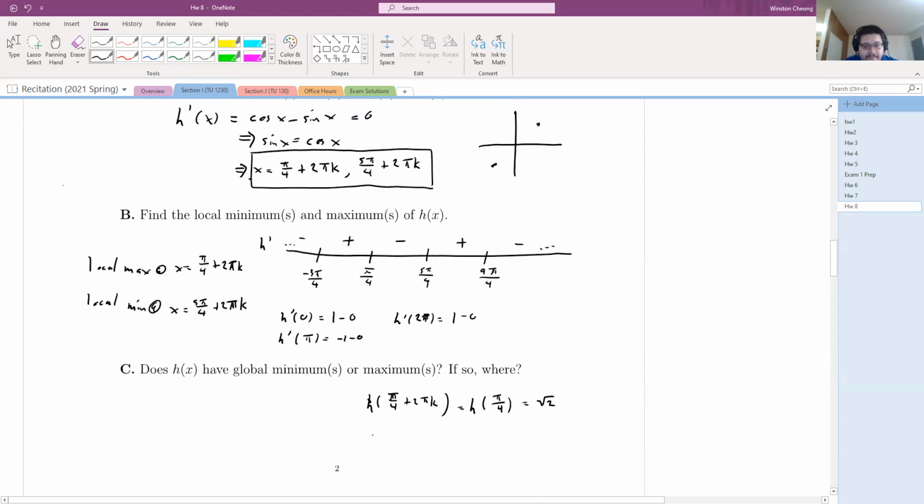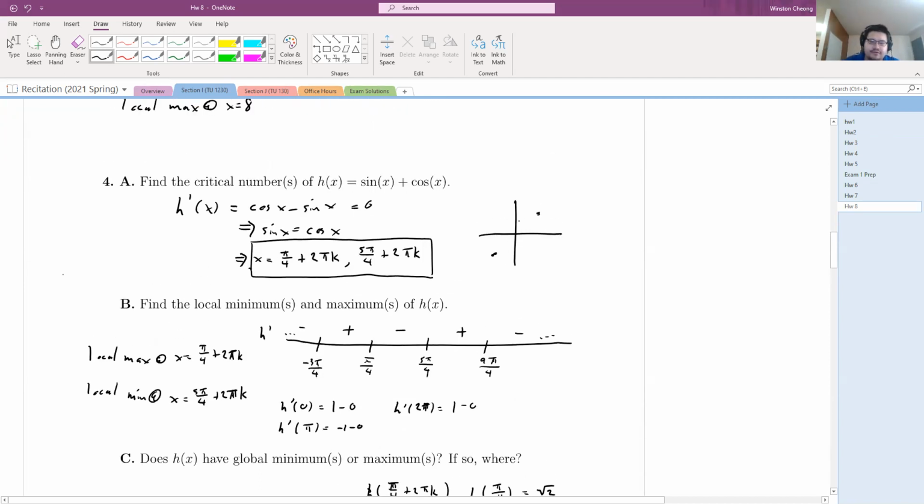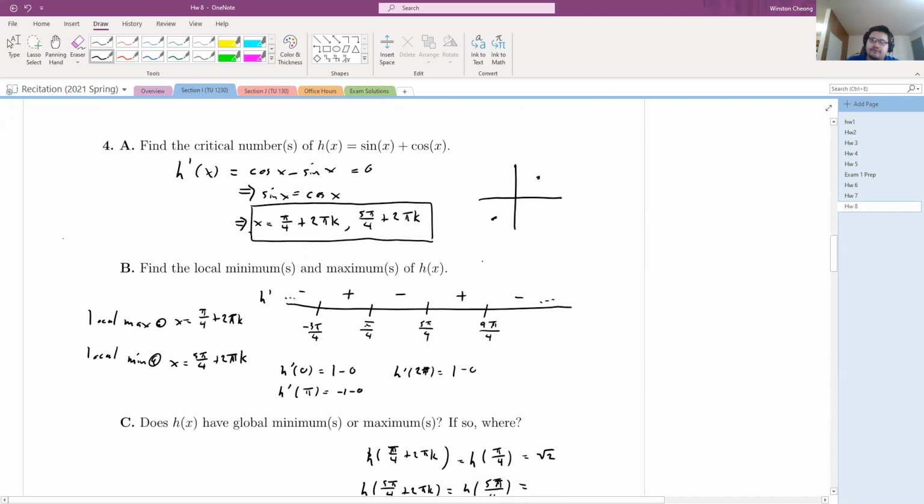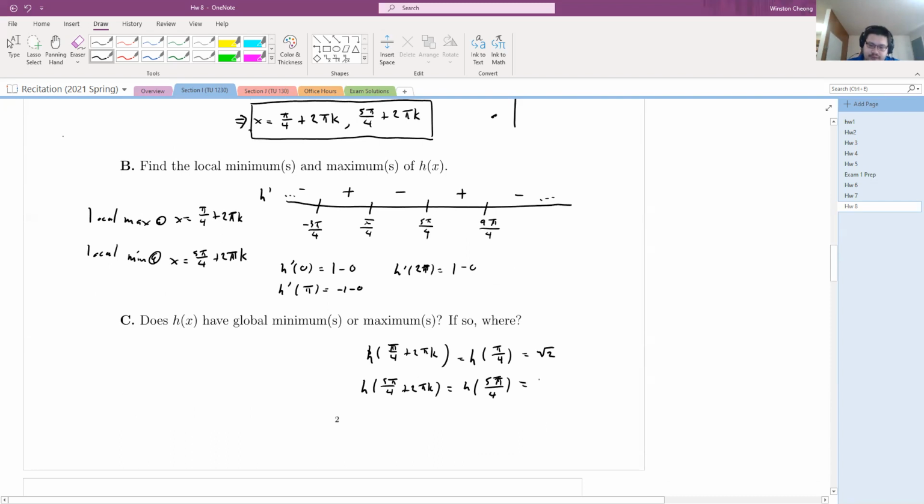And similarly, if you want to plug in, what was it, 5 pi over 4 plus 2 pi k. Well, again, the wrapping around the circle isn't going to change the value of the functions. So that's just going to reduce to h of 5 pi over 4. And on that side of the unit circle, we're in the third quadrant now, sine and cosine will both be negative, and they're going to give you negative root 2 over 2. So you get 2 copies, and so you get negative root 2 in total. Okay, and so that's kind of the way that you would argue that.